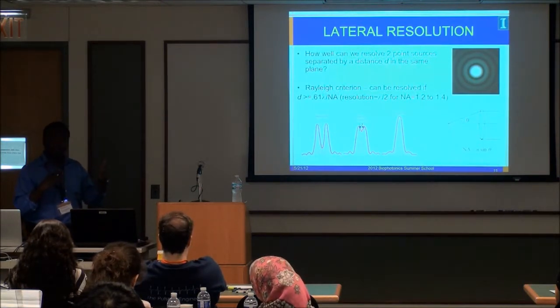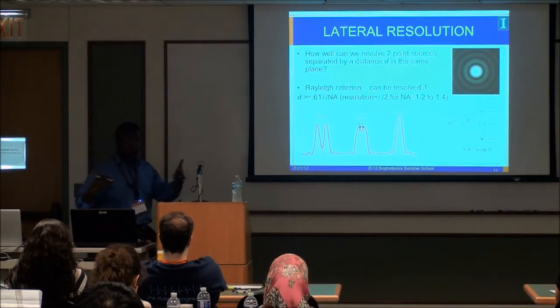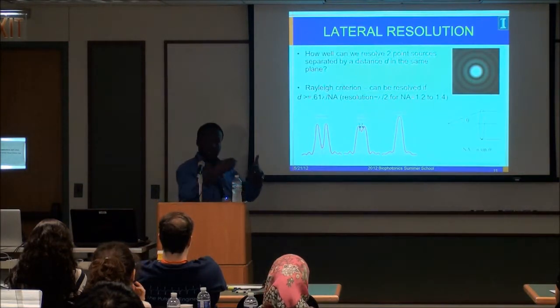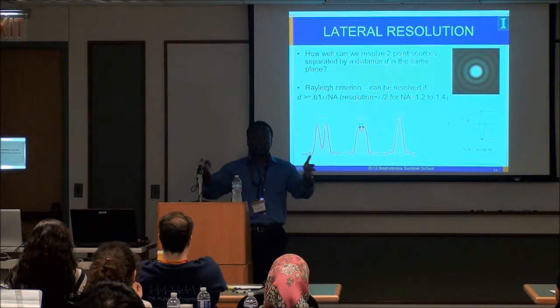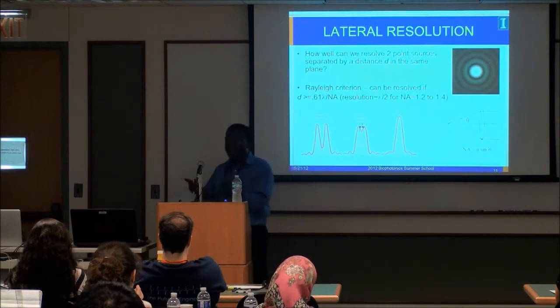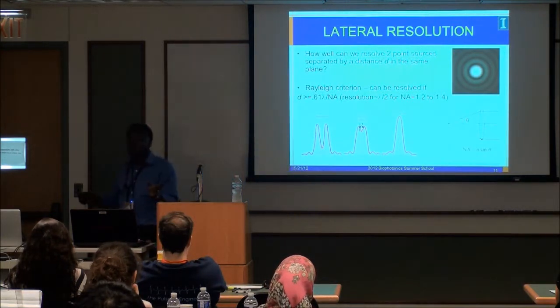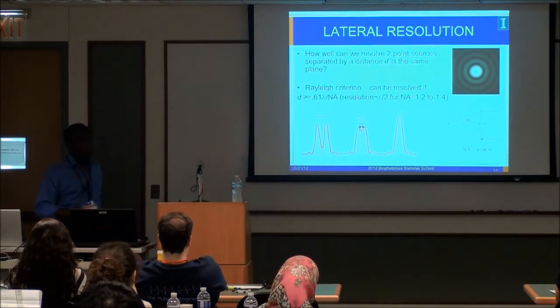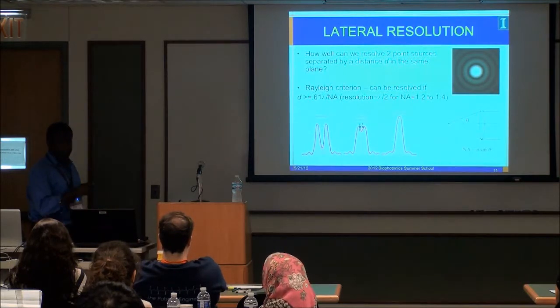There are lots of tricks that people who do nano using far field optics do with some a priori knowledge of the sample that they're working with, if things are sparsely separated, for instance. But let's assume now I have two quantum dots, and I put them now 100 nanometers apart from each other. Will I be able to differentiate them? No. That's what this is telling us.